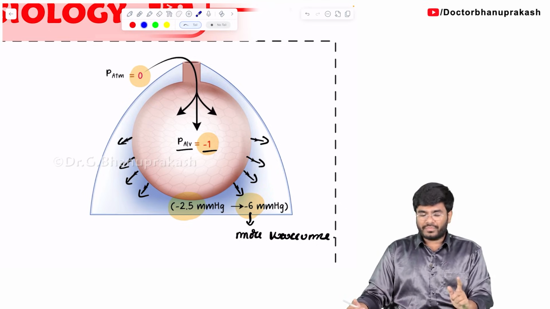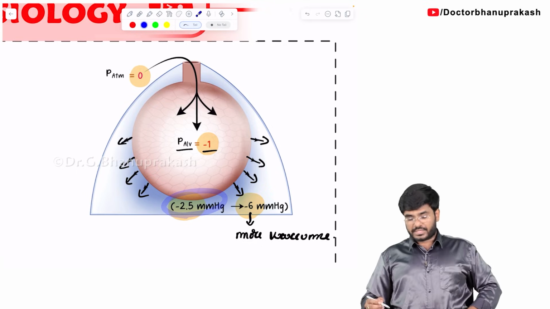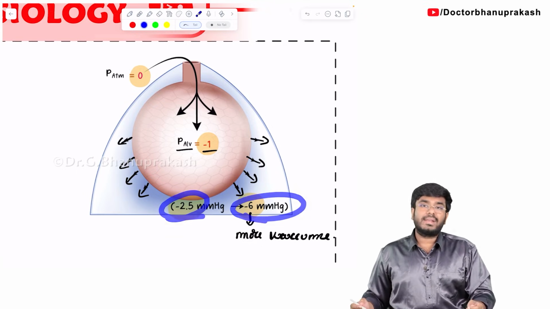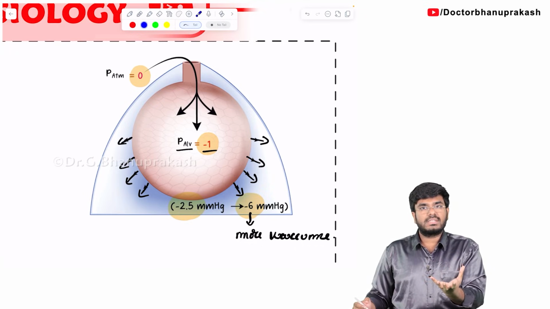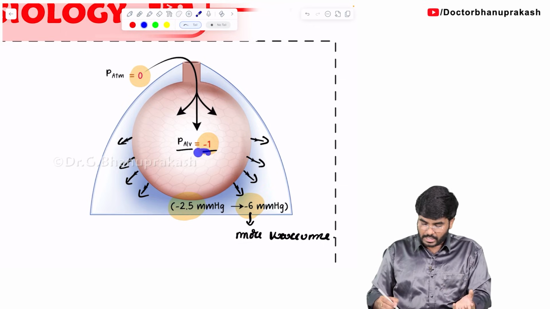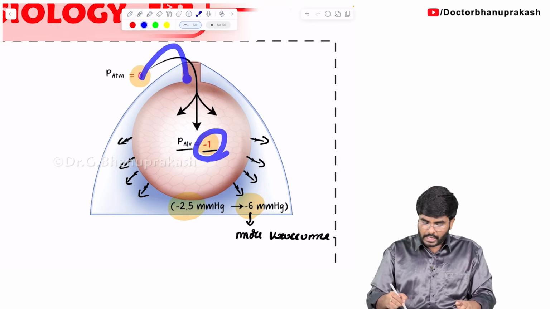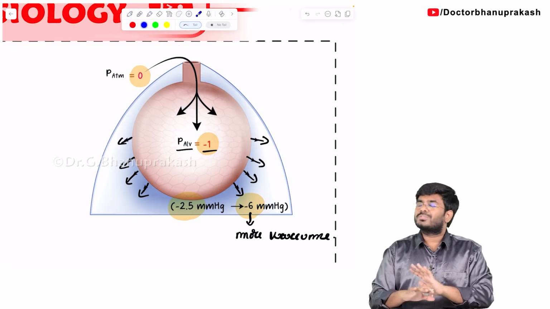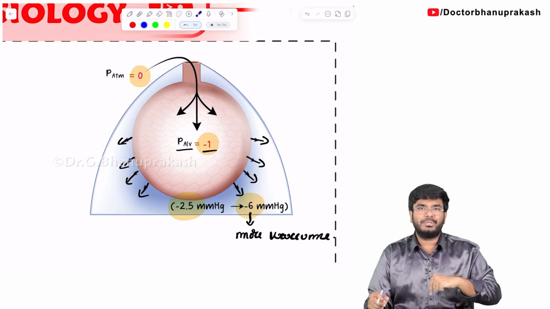Now you understand? So first, during inspiration, the intrapleural pressure goes from minus 2.5 to minus 6. So there is more vacuum. This vacuum allows the expansion of the alveolus. Whenever there is expansion of the alveolus, the alveolar pressure decreases. Whenever the alveolar pressure decreases, air automatically goes from high pressure to low pressure. So that's it. Inspiration topic completed. This is how air enters your lungs.